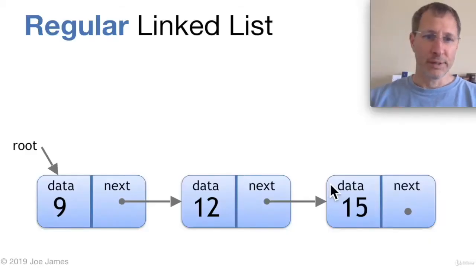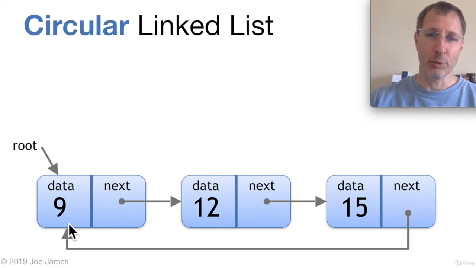So a circular linked list is almost identical to a standard linked list, except that from the very end node, instead of having a none pointer to the next node, it's going to have a loop back to the very beginning, to the root node.